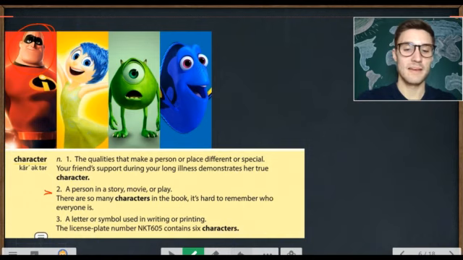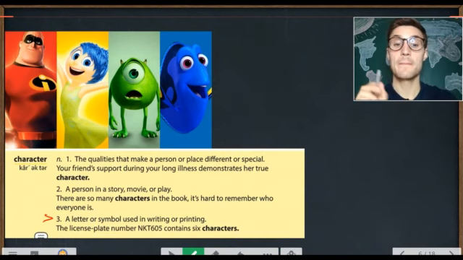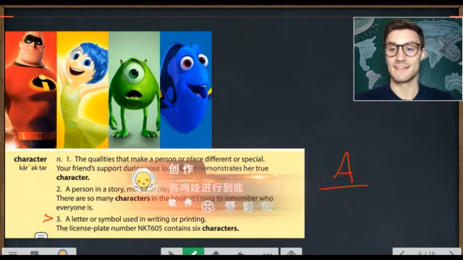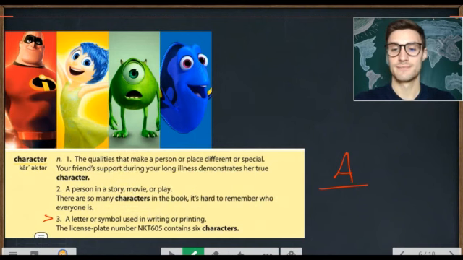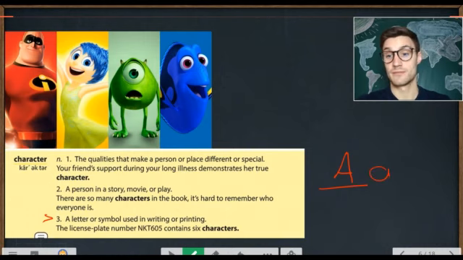The third meaning for character is the name of a letter or symbol used in writing or printing. What does this character mean? A. So it's a letter or symbol used in writing or printing. Character. So this is an uppercase character and a lowercase character.